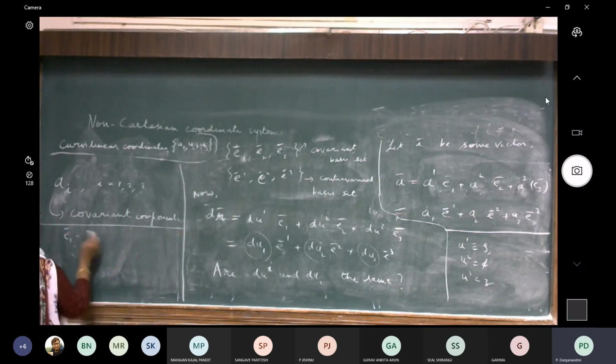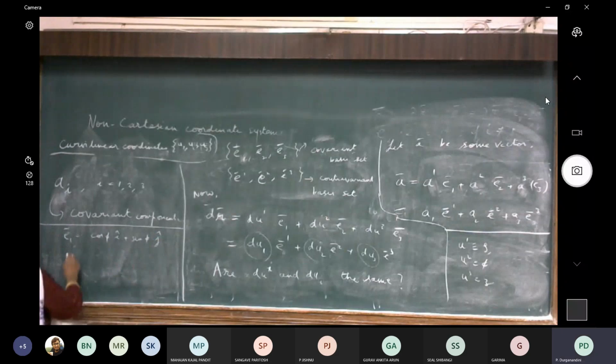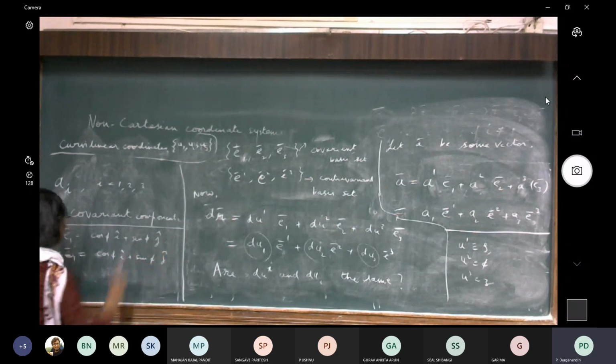E1 was nothing but E rho. For the cylindrical system, it was cos phi times i cap plus sin phi times j cap. And if you look at your epsilon 1, I gave you the definition. Epsilon 1 was also the same as E1. So E1, which is equal to epsilon 1, is going to be the same. No problem. Same thing you will find for E3.